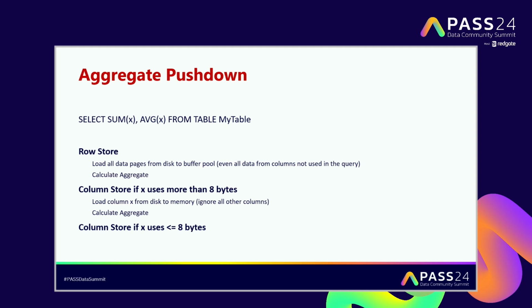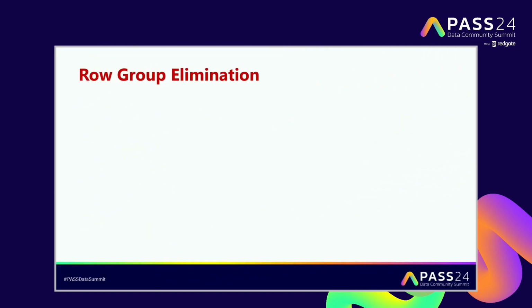Row store has to read everything. Column store with a big data type has to read the column and process it. Column store with a smaller type, the engine just returns the right result. How do they do this? They pre-calculated it and stored it somewhere. That's the trick. They pre-calculated it, stored it, compressed that, and then use it. And in most cases, it doesn't take up any space because they can correlate it to the original data. So, aggregate pushdown. Next one.